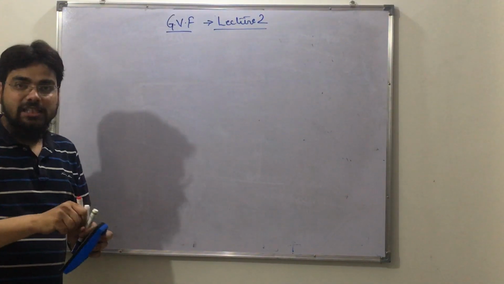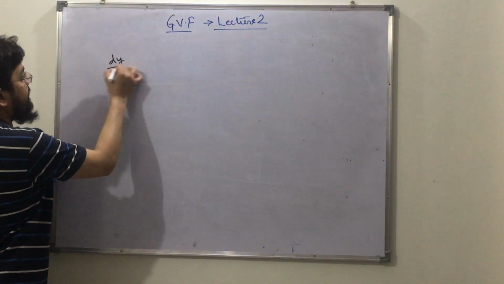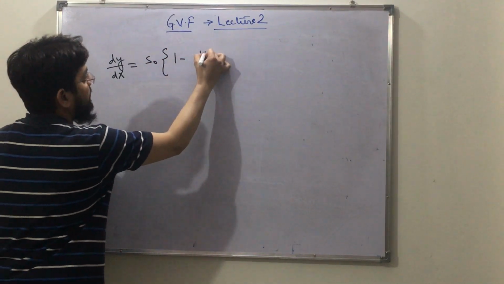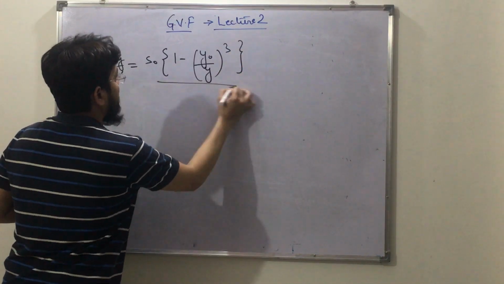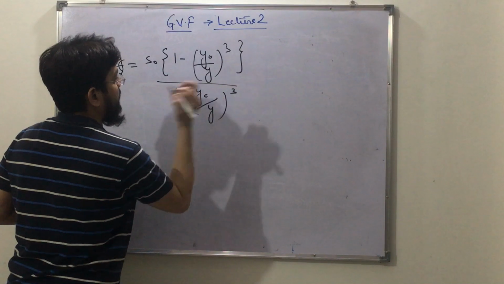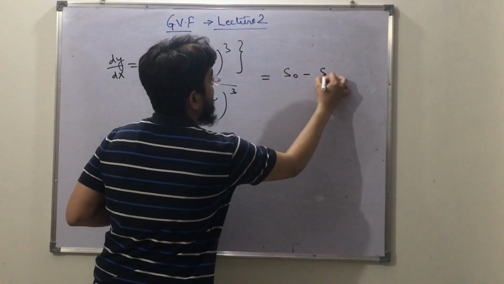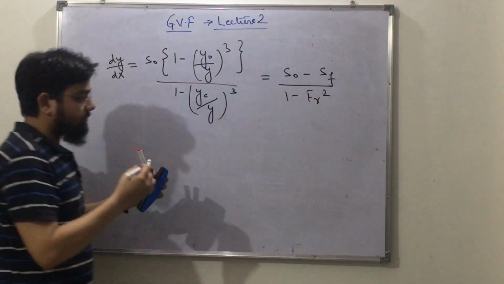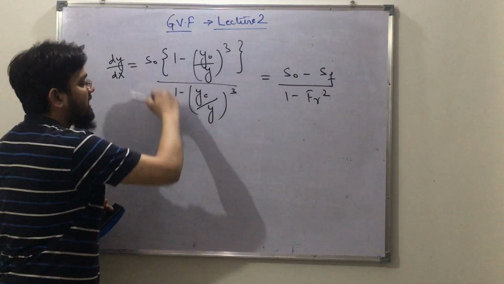Let us quickly revise what we have discussed last time. We have told that dy by dx is equal to S0 multiplied by (1 minus (y0/y)^3) divided by (1 minus (yc/y)^3). Also we have seen that this is equal to (S0 minus Sf) divided by (1 minus Fr^2). This Fr has been reduced to this expression.